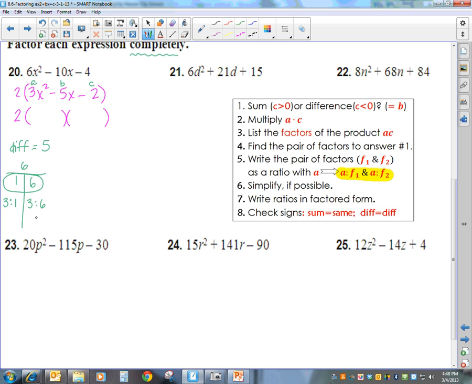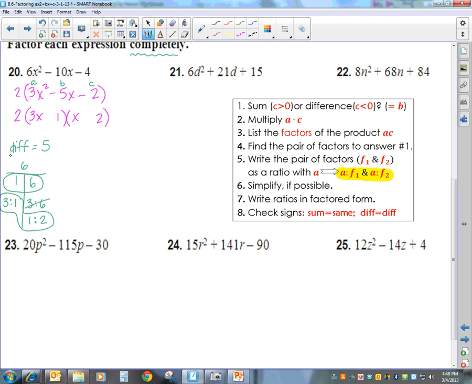Step 6 says simplify if possible. There is no common factor here, but these have a common factor of 3. 3 divided by 3 is 1. 6 divided by 3 is 2. So this is what my factors are going to look like. I write those factors up there with my variable, 3x and 1, x and 2.